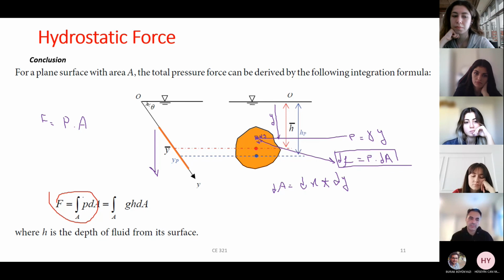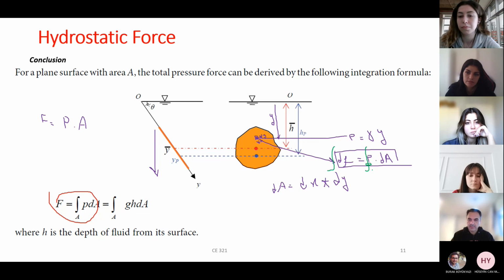Then what you should do, this is the formula, you see. Then to find the entire force, you should take integral of both sides. Just put integral from here and integral symbol here. And because this is area, entire area, this should be considered as an integral over this area, or you can say integral across the area of PdA.